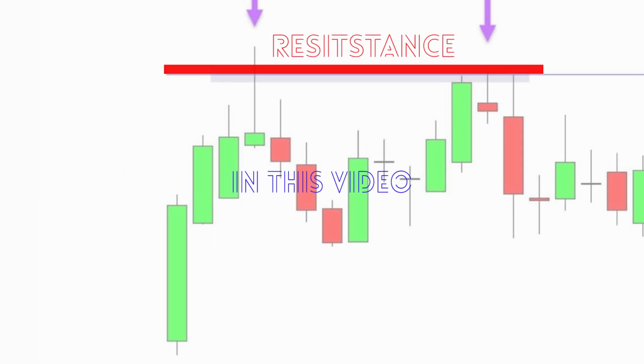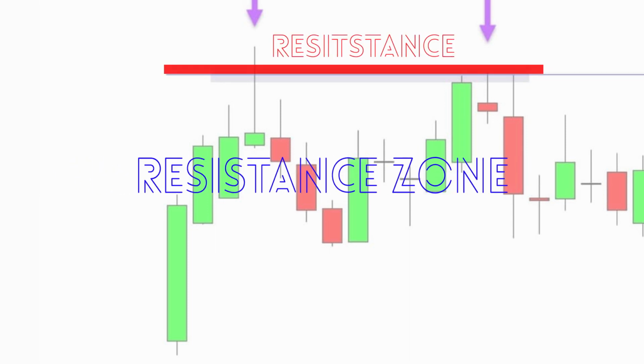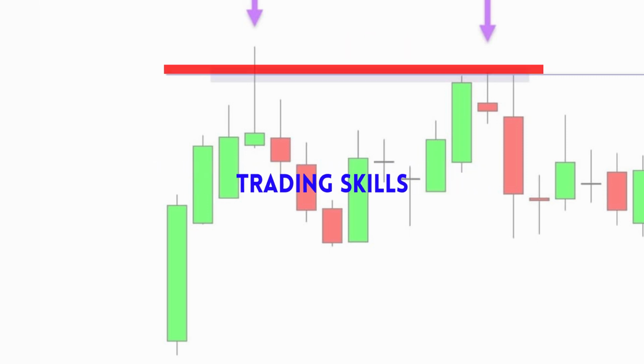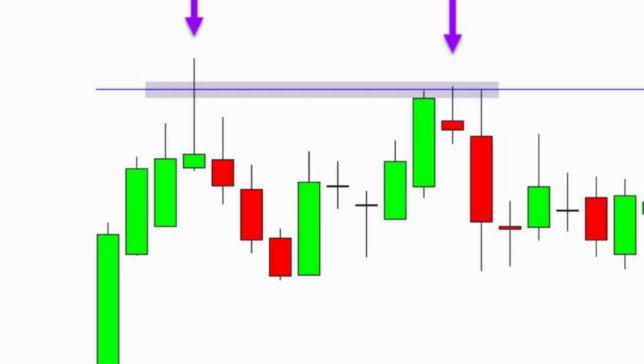In this video, we are talking about resistance zone. Less theory, more practical, live examples to improve your trading skills. Resistance is a significant concept related to technical analysis.